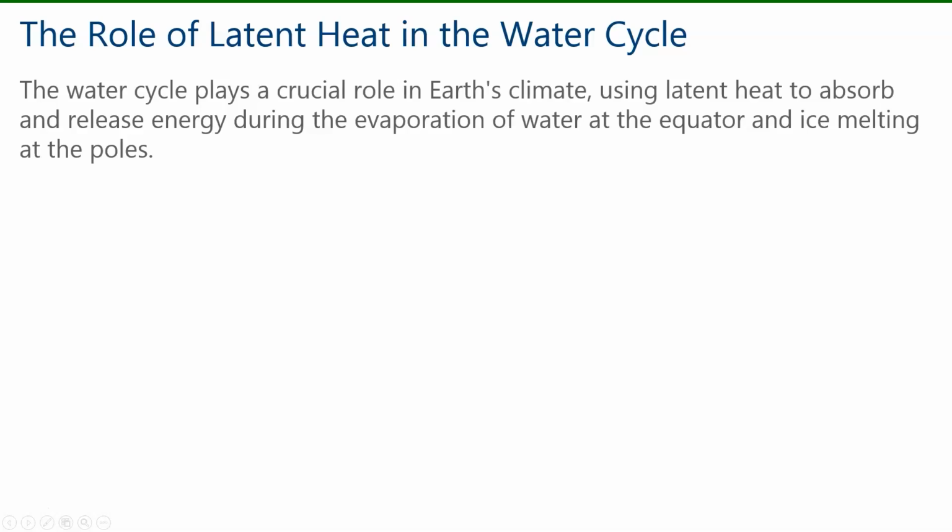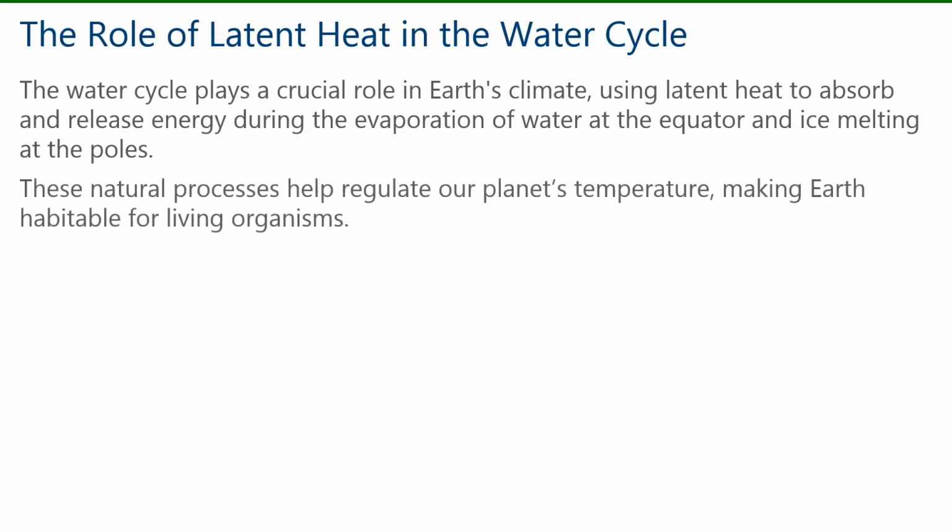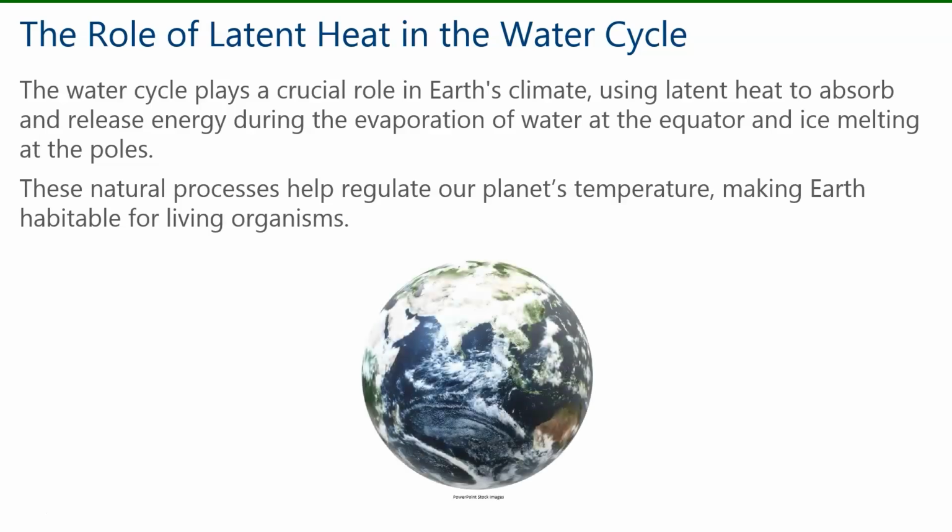The water cycle, as we know, plays a crucial role in Earth's climate, using latent heat to absorb and release energy during the evaporation of water at the equator and ice melting at the poles. The natural processes help regulate our planet's temperature, making Earth habitable for living organisms.